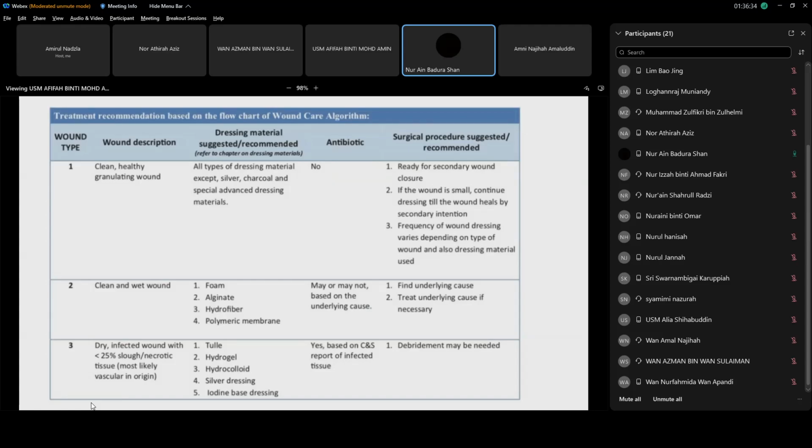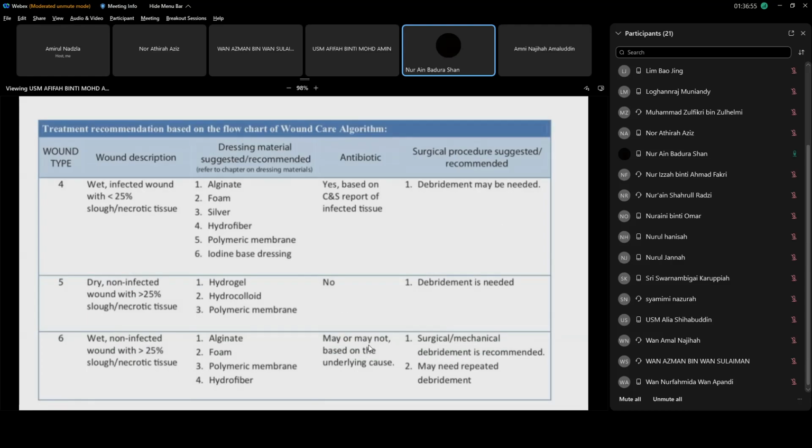Third category is dry infected wound with slough. It is dry, so we need to use a dressing that can moisten the environment, and it is infected, of course it needs antibacterial, and then slough, even if it is less than 35%, debridement is recommended or needed. Next, the fourth wound is wet infected wound with slough. If it is wet, we need to use a dressing that can absorb the exudate like foam, hydrofiber, and of course infected, we need to use antibiotics, and since it is with slough, debridement is needed.